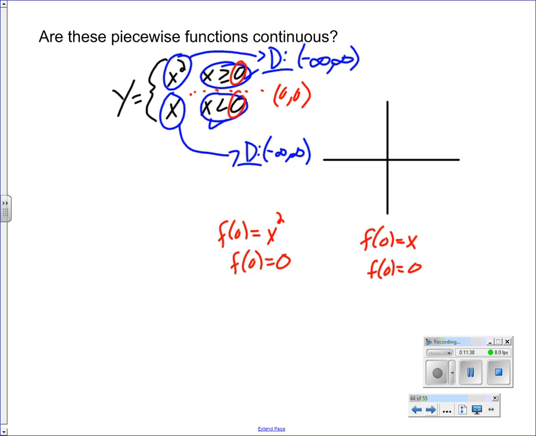They meet at a common point, so like we saw on the graph, we'll have the line to the left and then the parabola to the right. They both meet at the point (0, 0), which is the endpoint. So they both meet at the common point. They're continuous on their subdomain. So this is a continuous piecewise function.